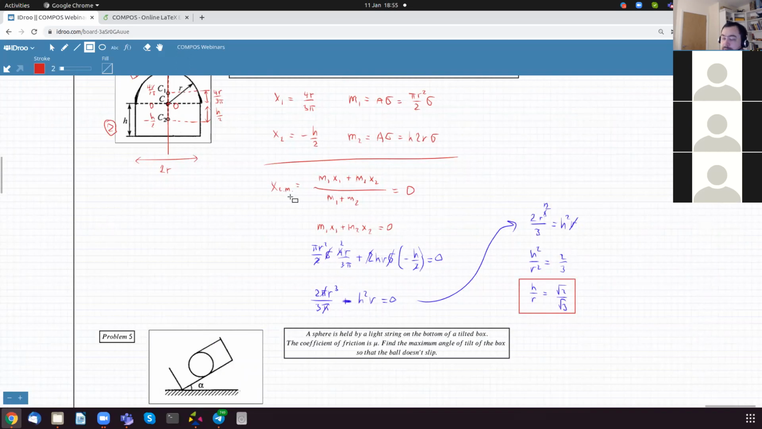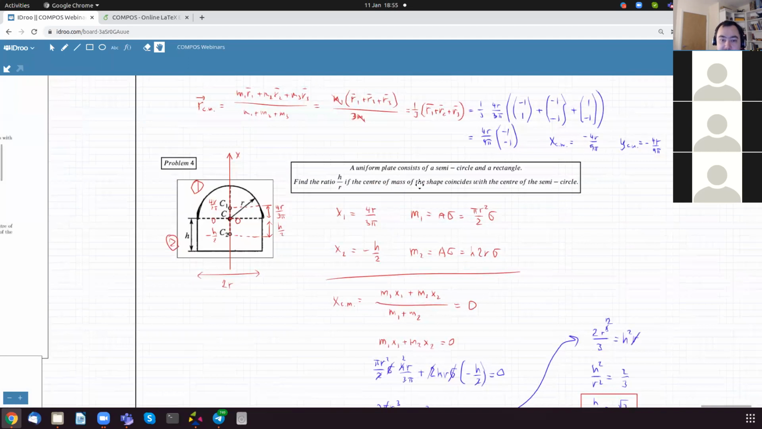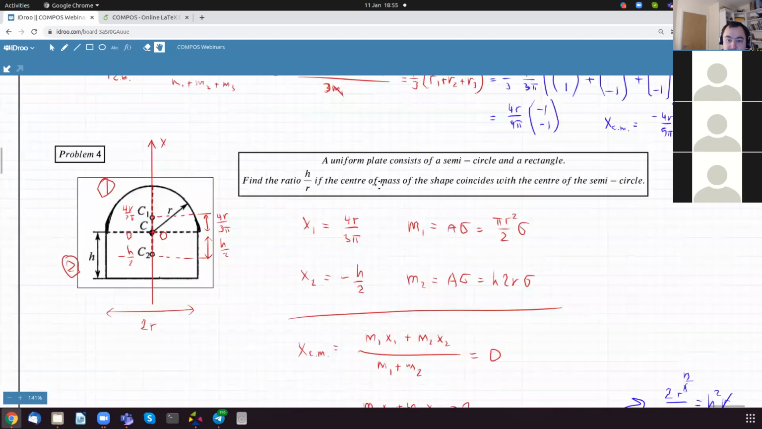Center of mass is equal to 0. Why is the center of mass equal to 0? Because that's what it says in the question. The center of mass of the whole shape coincides with the center of the semicircle. And I've chosen my x-axis so that 0 is here. 0 is in the center of the circle. Does it make sense, Francis?